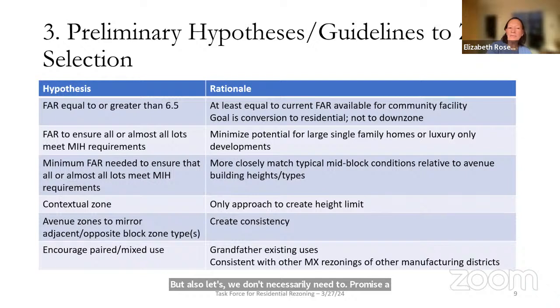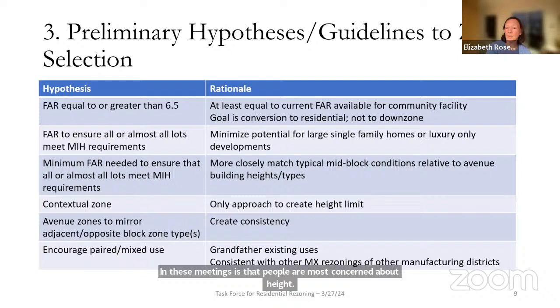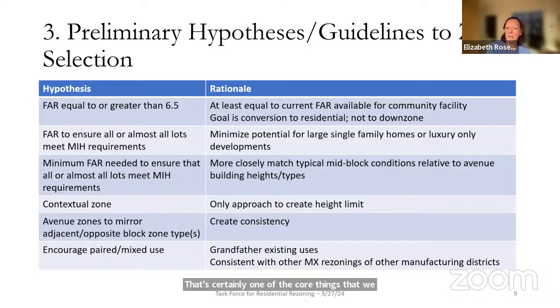The next hypothesis is that we will propose a contextual zone type, as that is the only approach that provides a height limit. And what we've been hearing, I would say predominantly in these meetings, is that people are most concerned about height. That's certainly one of the core things that we heard on the 94th Street Friedland rezoning. The only way to address height is to propose a contextual zone. All contextual zone types have a height limit in their envelope.